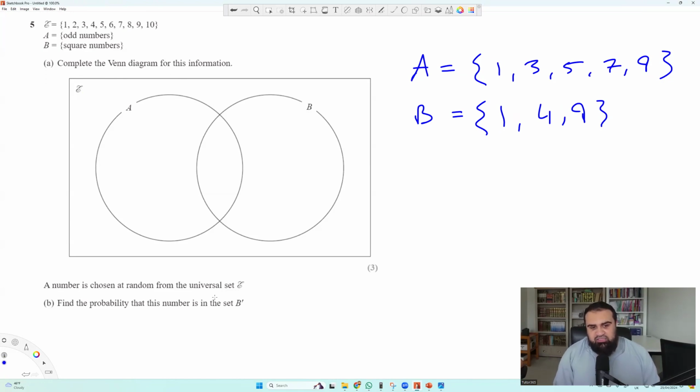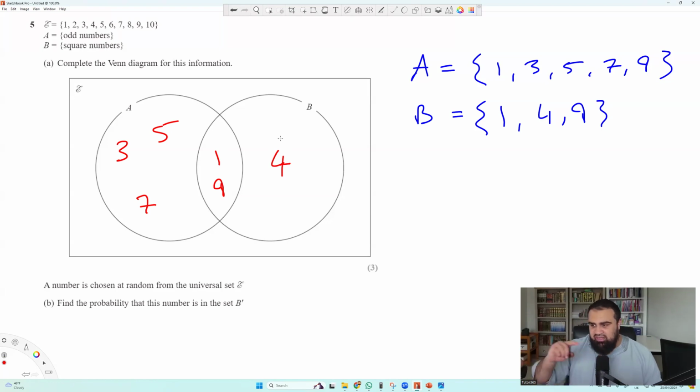Then it says complete the Venn diagram for this information. Oh, I am sorry, I was about to mess that part up. So in A is 1. Oh, no, 1 goes in the middle because it's in both of them. Do you understand what I'm saying? So 9 is also in both of them, so 9 also goes in the middle. So 1 and 9 go in the middle. You shouldn't really put commas there. Then 3, 5, 7 goes here. And then 4 just goes here.